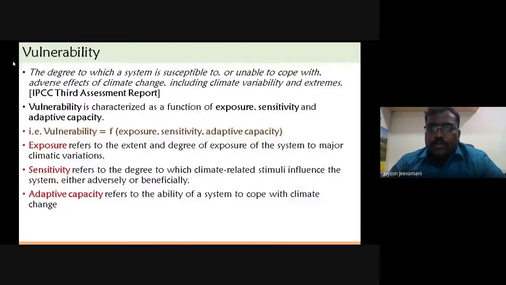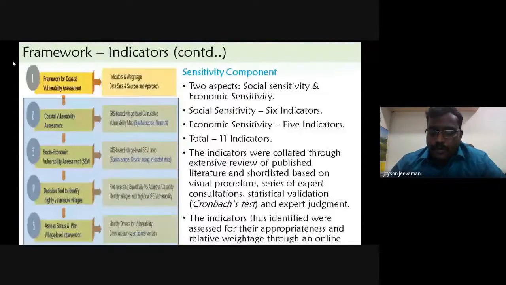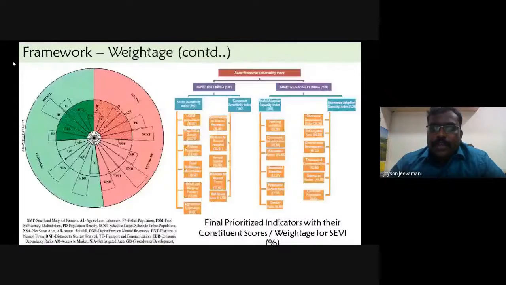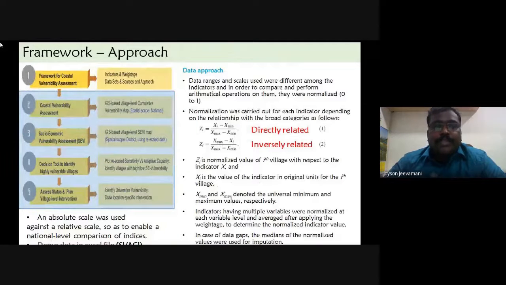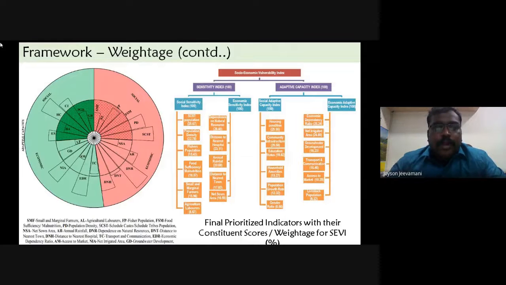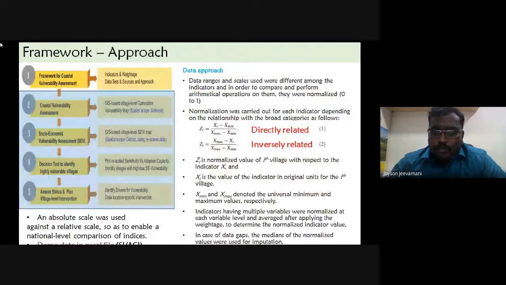Okay. So this is how we did it in the Excel and how we arrived at the index using these weightages and these normalization methods. Next, I already told that. So these are all our indicators. We have 23 indicators for sensitivity and adaptive capacity, and how the weightages have been given, what the data sets and sources are, and how we approached that. With this, we will get a village level sensitivity index and adaptive capacity index.